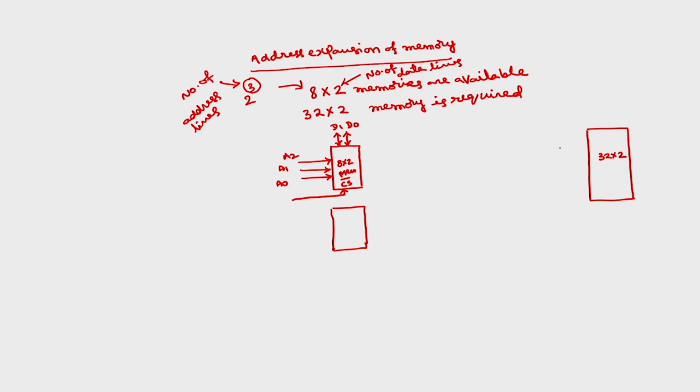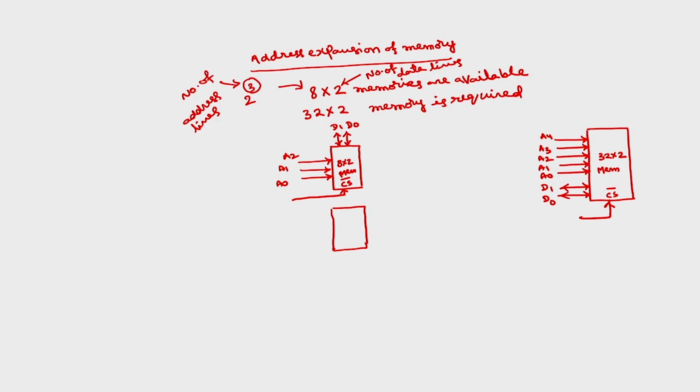So, how many address lines will the 32 by 2 have? We have 5 address lines, A4, A3, A2, A1 and A0, and 2 bidirectional data lines, D1, D0, and 1 chip select signal available as an active low signal. This is the 8 by 2 memory. Okay. So, here we have 5 address lines, here we have 3 address lines.